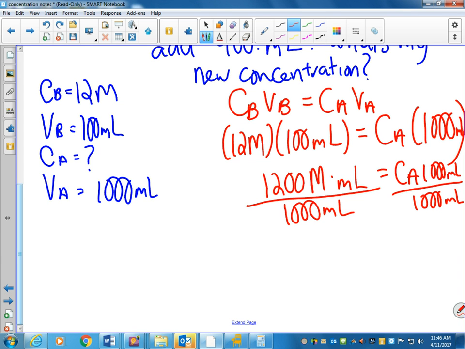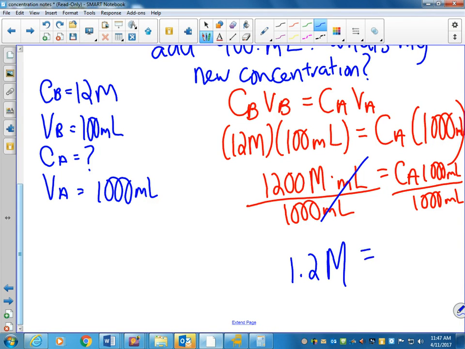So then your milliliters will cross out those units, and that's why I said it's okay to leave them in milliliters as long as they're both in milliliters. Another way they trick you with questions, or I trick you with questions, I guess I should say, is I put one volume in milliliters and the other volume in liters. You have to have the volumes the same. So 1,200 divided by 1,000 is 1.2, right?